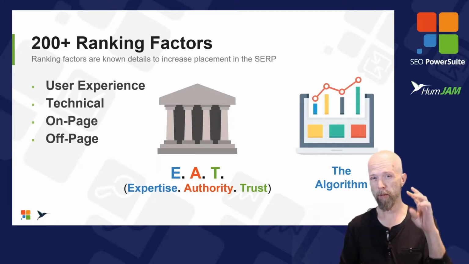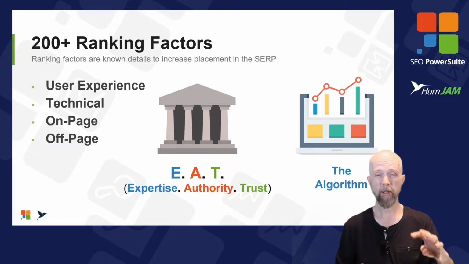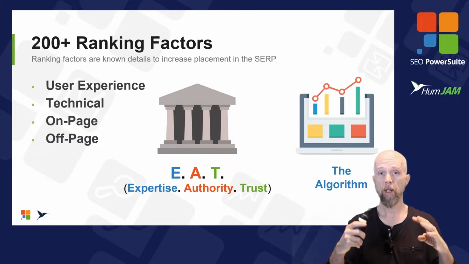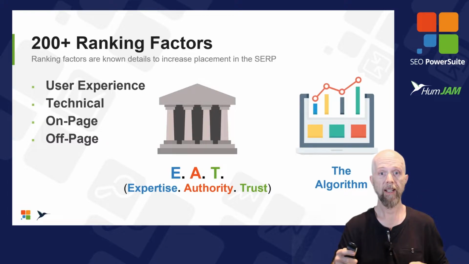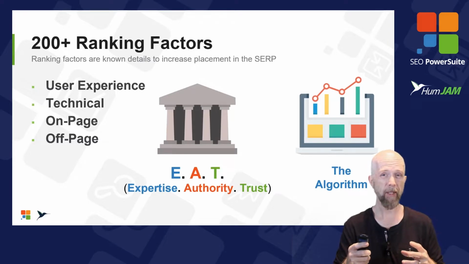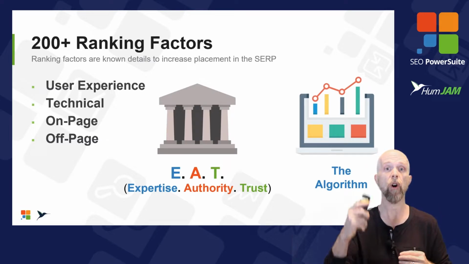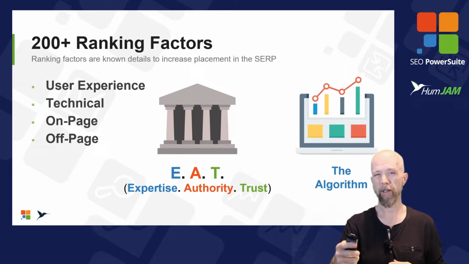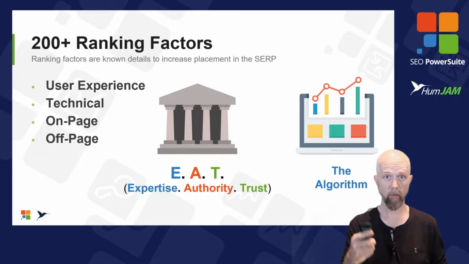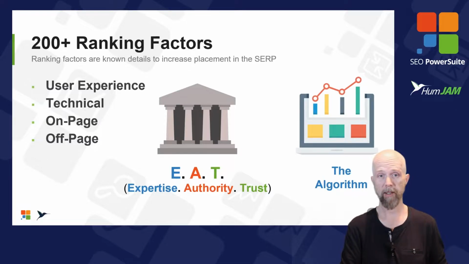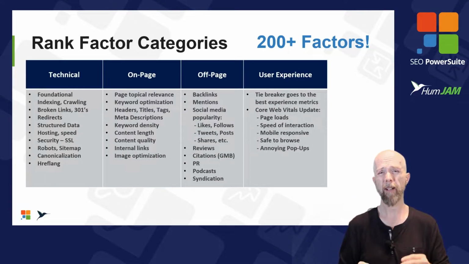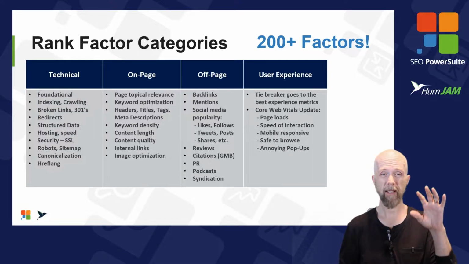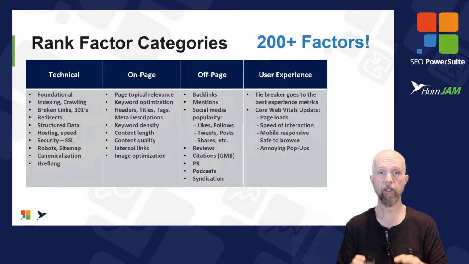And this is built on those four pillar fundamentals: the user experience, the technical, the on-page, and the off-page, and kind of how Google is encapsulating this in a neat little container called EAT, which is expertise, authority, and trust, and the algorithm. The algorithm is where all these ranking factors are tracked and worked on and helped out a little bit. So let's talk about those. So ranking factors are what these 200 plus factors are. And again, they're breaking down into technical, on-page, off-page, and user experience.